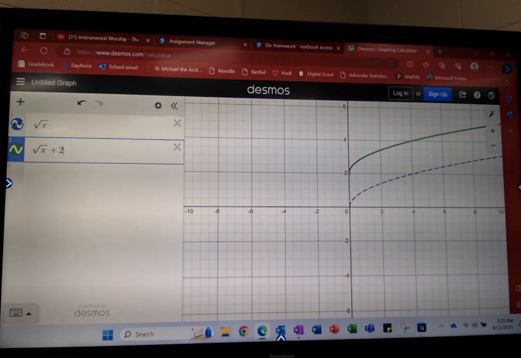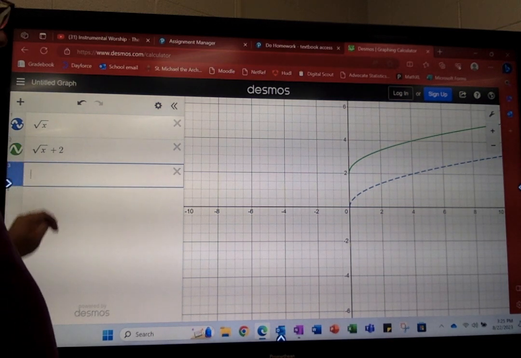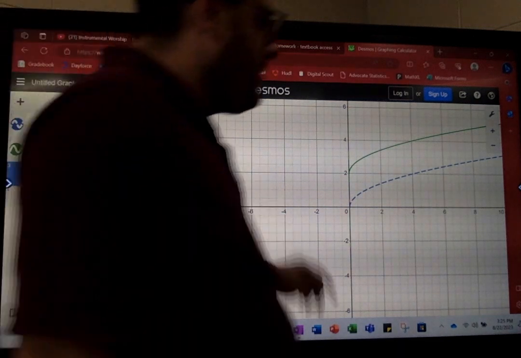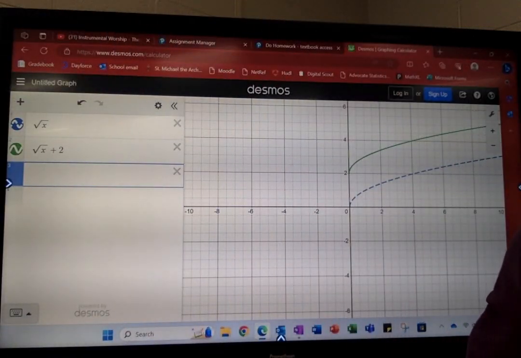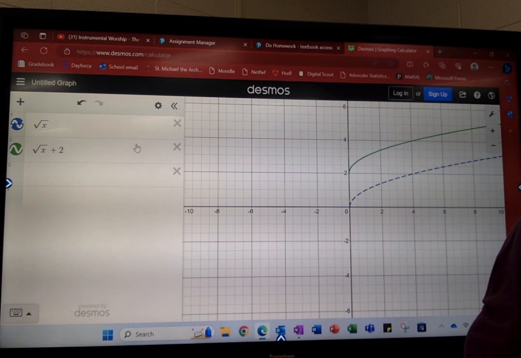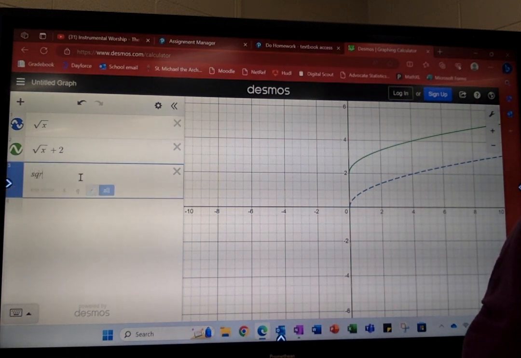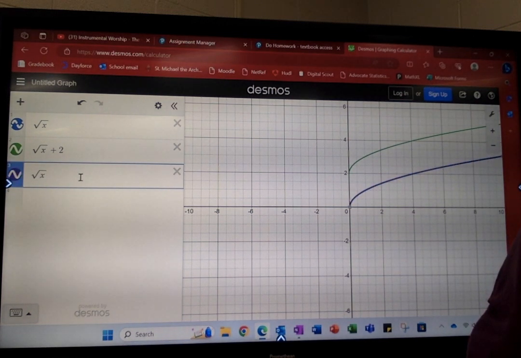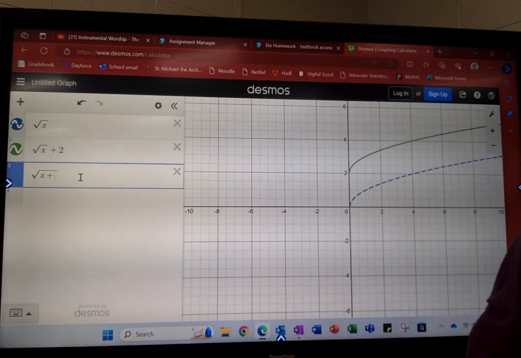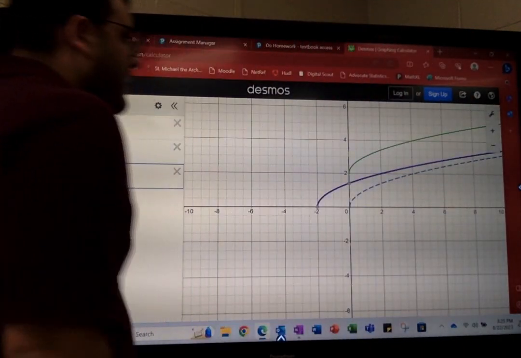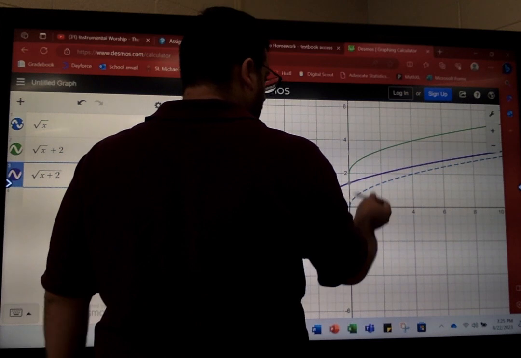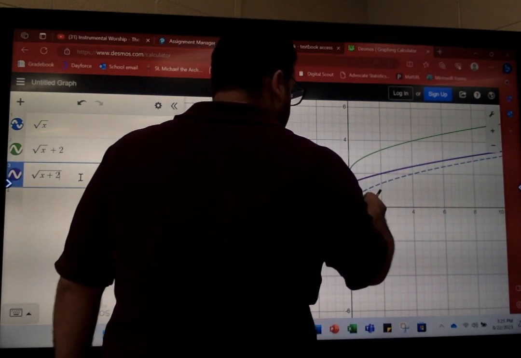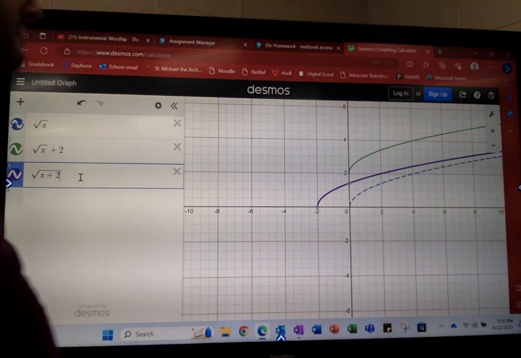All right. Now I'm going to make a third function where instead of going 2 units up, I'm going to go 2 units to the left. Square root of x, and inside, I'm going to put plus 2. And now, instead of moving 2 units up, my function got moved 2 units to the left.